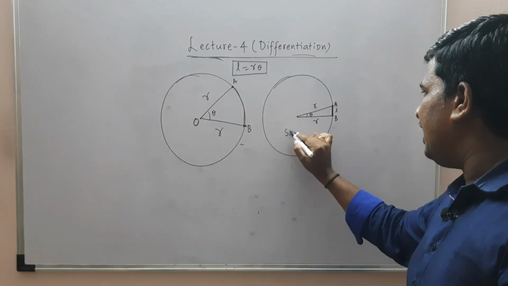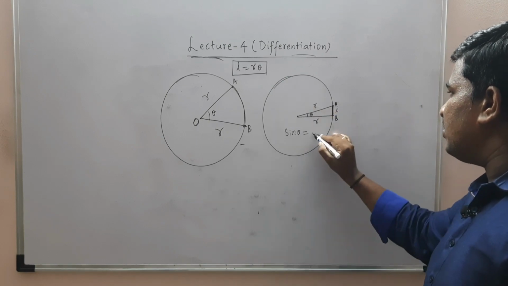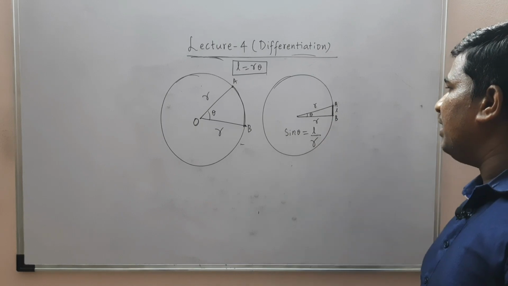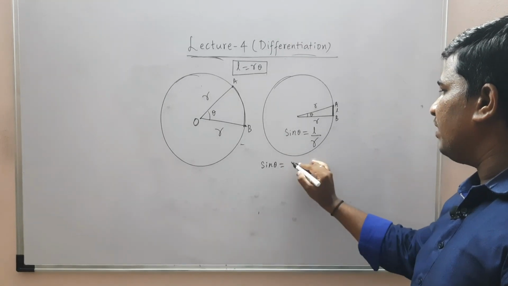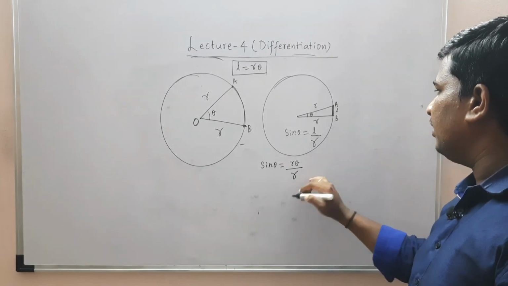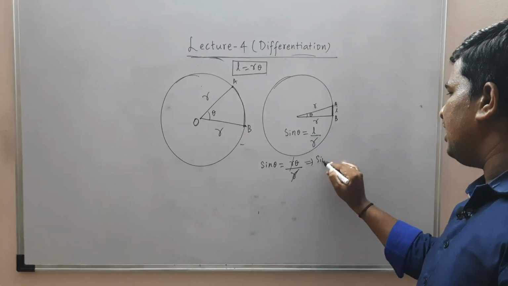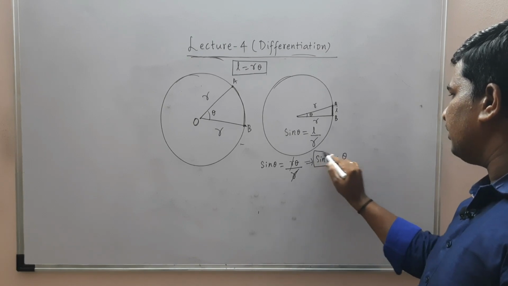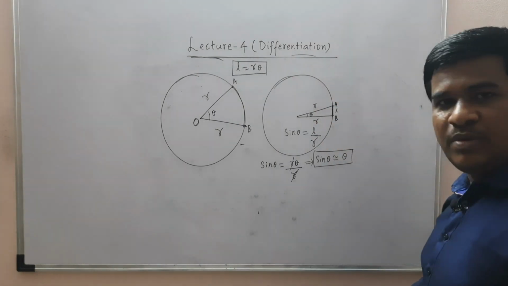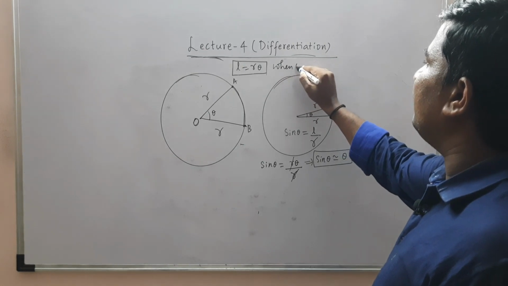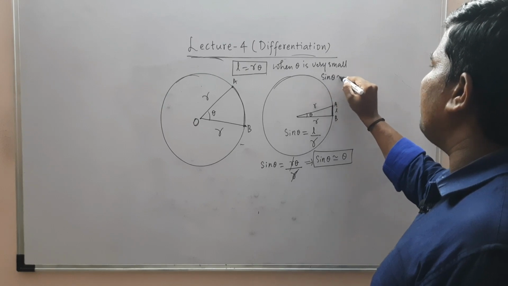Here you see sine theta is the opposite side to theta by the hypotenuse, so L by R. But what is L? L is R theta, as we have just seen. So sine theta is R theta by R, and this R will be cancelled. So sine theta is approximated to theta when theta is very small, because when this becomes small, this angle also becomes small. Please remember this result: when theta is very small, sine theta is approximated to theta.